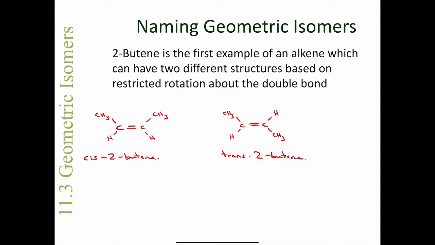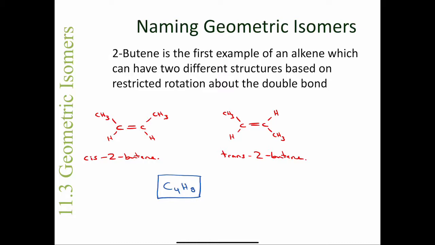Now these are both 4-carbon alkenes, so they both have the same molecular formula, right? Both of their molecular formulas are C4H8, following that CnH2n rule for an alkene. So they both have the same molecular formula. They're even connected in the same way, right? It goes from a methyl group to a carbon with a double bond to another carbon involved in the double bond and then another methyl group. What's the difference between these 2 molecules?